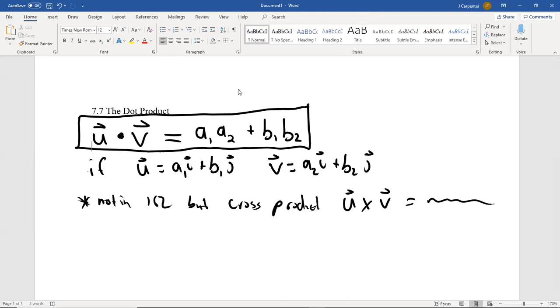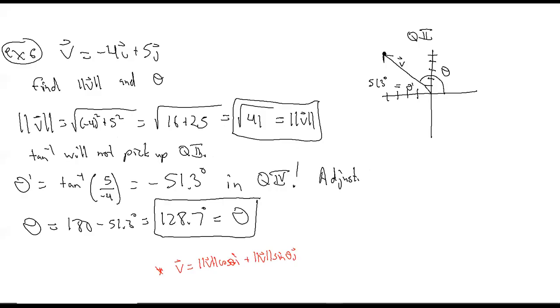Share whiteboard. So now we're in 7.7. Example one. And let's do two of these. Find u dot v. For a, let's have u be 2i minus 3j.